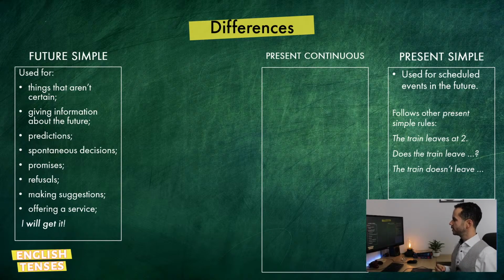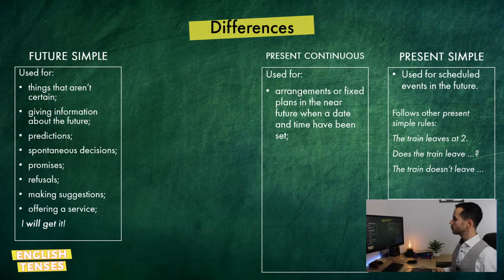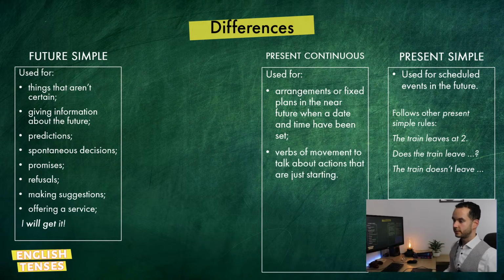Then we get present continuous, and as you can see, this is a bit longer than the present simple and future simple instances. We use present continuous for arrangements or fixed plans in the near future when a date and time have been set. This is important. We also use present continuous when we have verbs of movement to talk about actions that are just starting. And this is very specific, so watch along with this example.